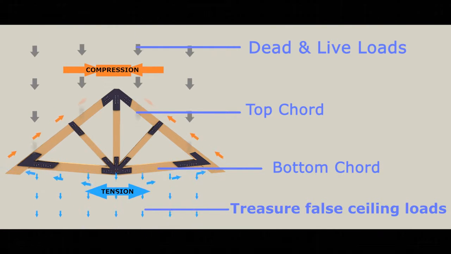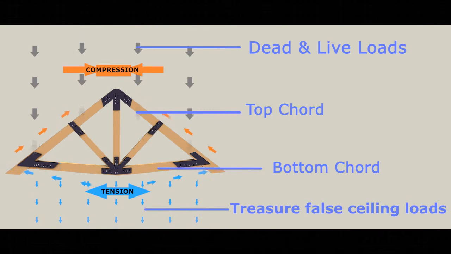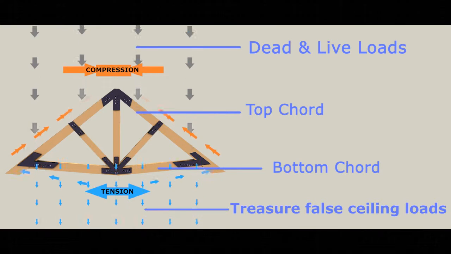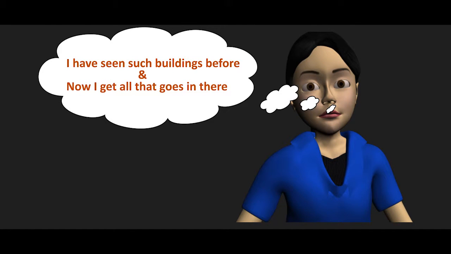So this is pulled and this is compressed. The whole system tries to bend like that, because of which there is a pure tension in the member. In addition, you are also having some loads because of the false ceiling, which are again transverse to this. So this member is subjected to combined tension and bending.